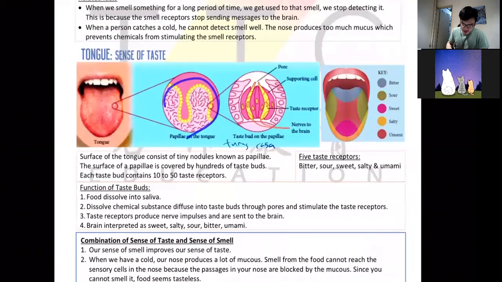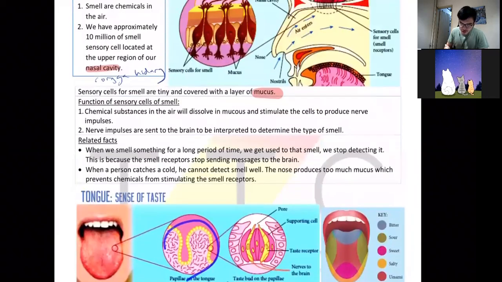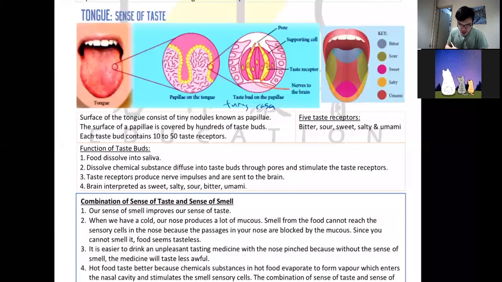So all your taste buds are here. Same as just now, smell dissolves in mucus to stimulate the receptor. Same thing here: your food dissolves in your saliva and stimulates your taste bud. What is the nodule? Don't care, no need to care. Okay, here's the thing.